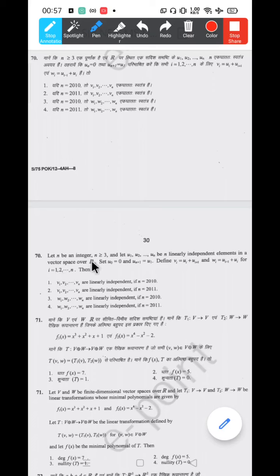Let n be an integer, n greater than or equal to 3. u1 to un be n linearly independent elements in a vector space over R. Let un plus 1 equal to u1, and vi equal to ui plus ui plus 1 and wi equal to, okay, so v1 up to vn are linearly independent.